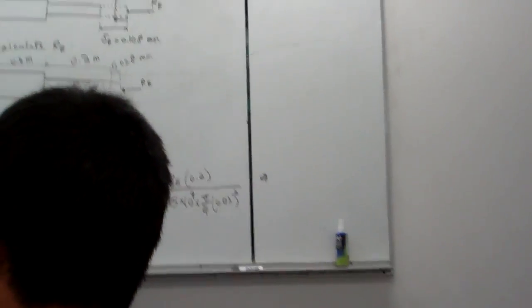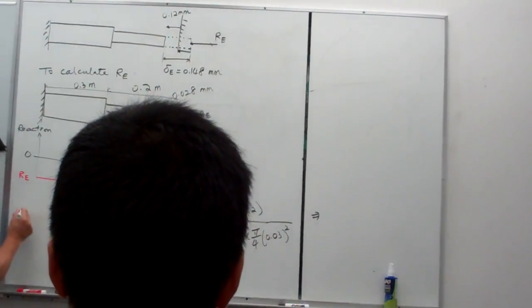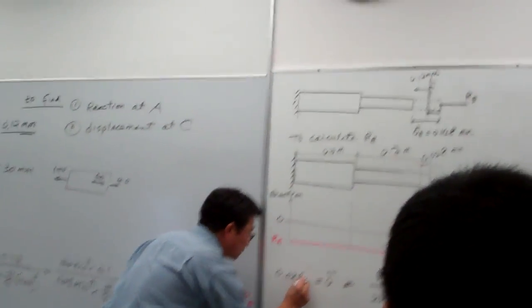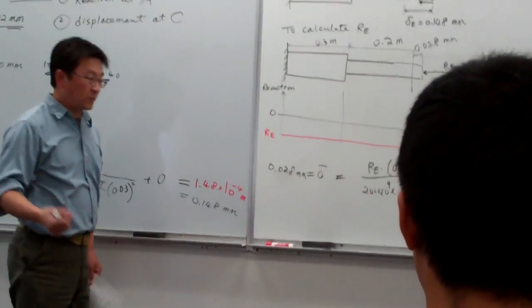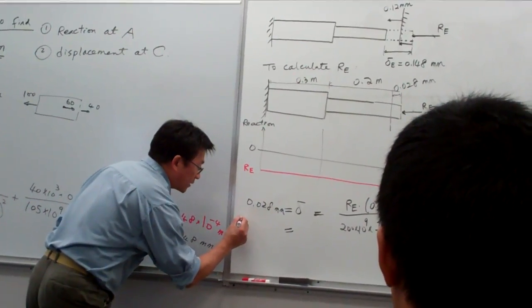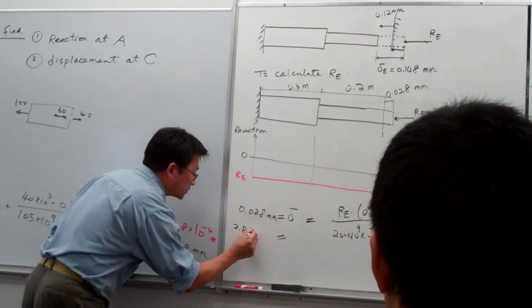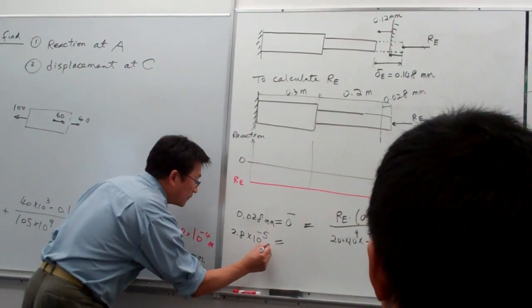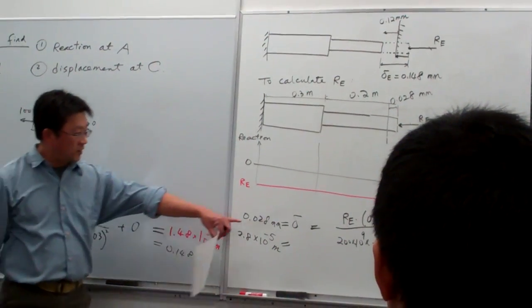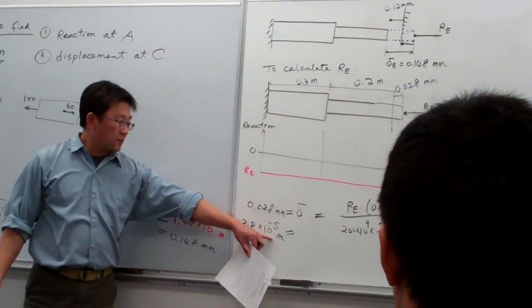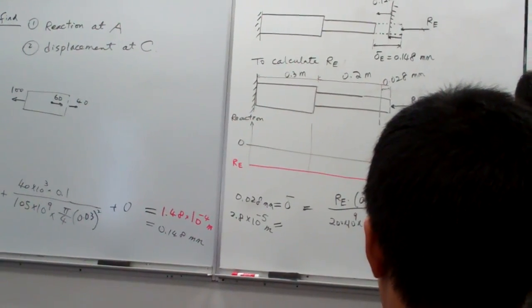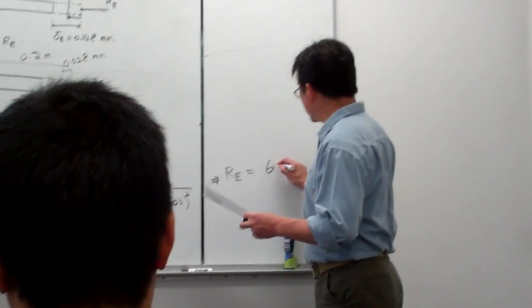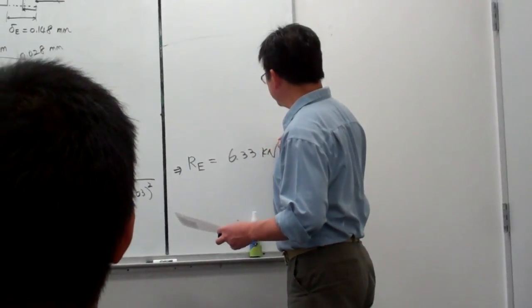Let me convert this one. This is in millimeters, 0.028 millimeter, because the unit on the right-hand side is in meters. So let me convert it: that is 2.8 times 10 to the minus 5 meter. So from here we can get the reaction RE, which we calculate to be equal to 6.33 kilonewtons.